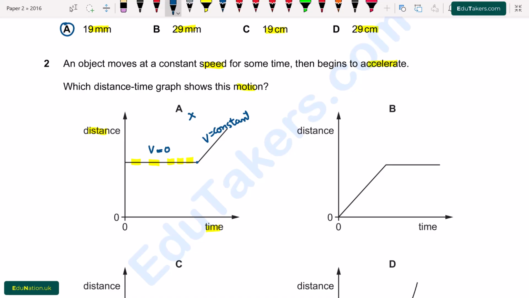Now we check the option B. Here first of all we can see that speed is constant and then it becomes 0. So option B is also incorrect.